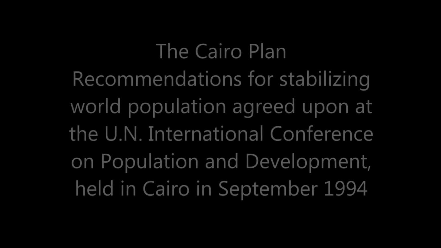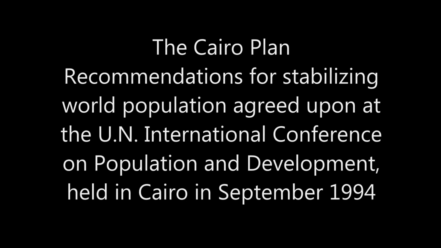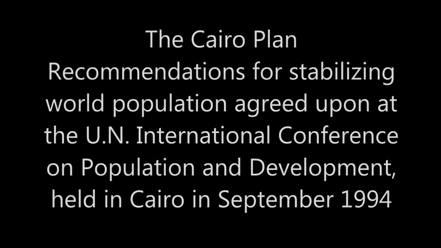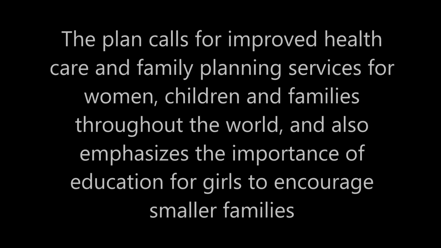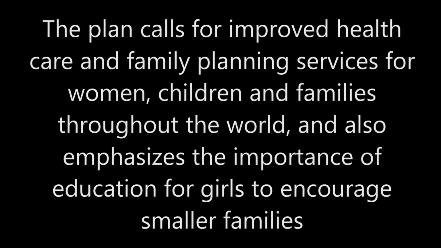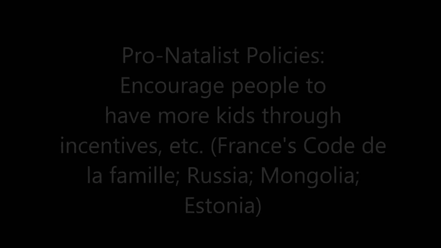The Cairo Plan was a series of recommendations for stabilizing world population agreed upon at the UN International Conference on Population and Development in September of 1994. The plan calls for improved health care and family planning services for women, children, and families throughout the world, and also emphasizes the importance of education for girls.